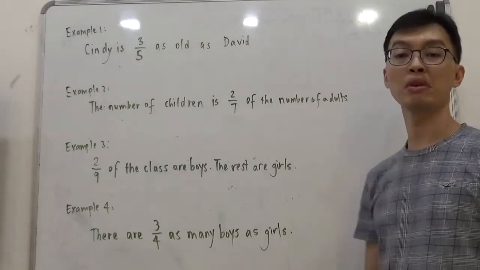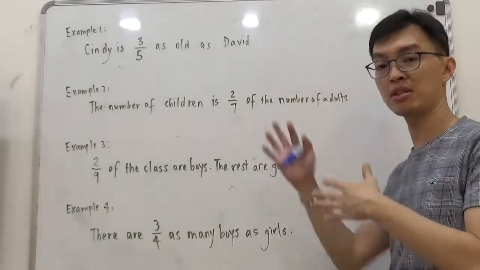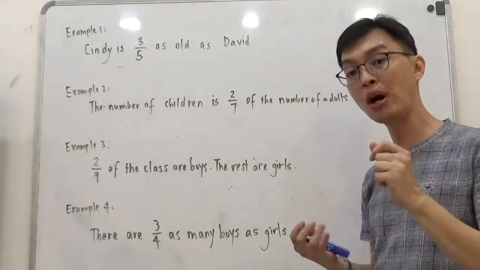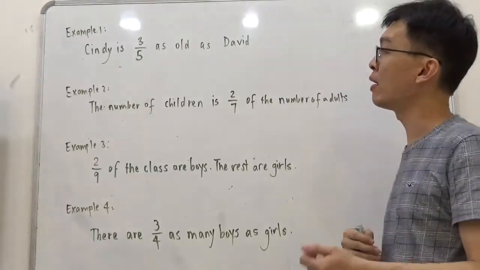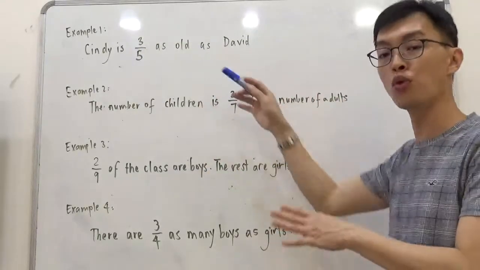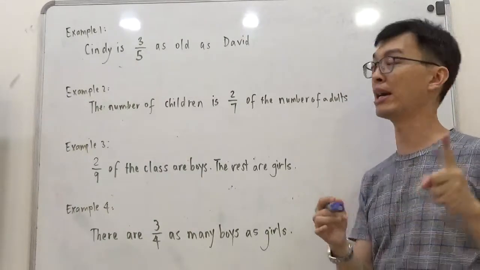Hi P4 pupils, before we go on and do more word problems, let's understand some examples of word problem phrasing. If you understand the phrasing, then it is easy for you to understand, okay? Now, let's take a look at example number 1. This is not a full word problem. This is allowing you to understand phrasing, okay?